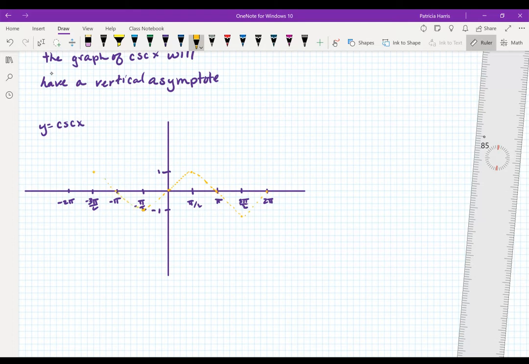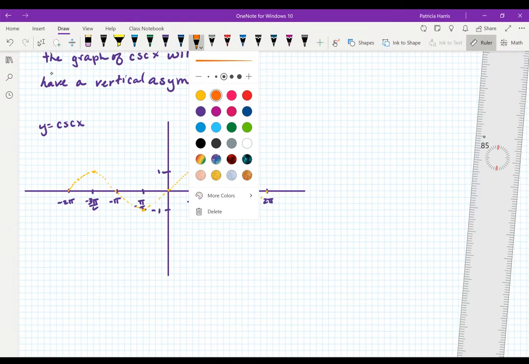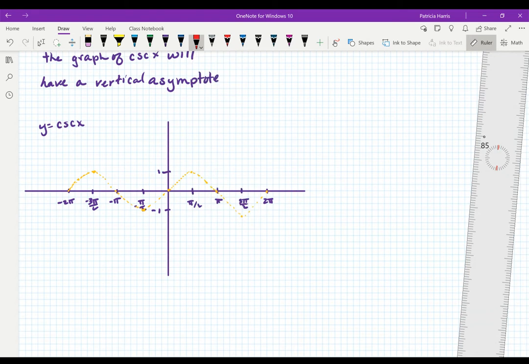Now, all of these things can be graphed on Desmos, but Desmos is not going to graph out the asymptotes. You can actually see them. Okay, so let's do the asymptotes now. I'm going to choose another color. Let's go red. Wherever I see a 0, I'm going to have an asymptote.